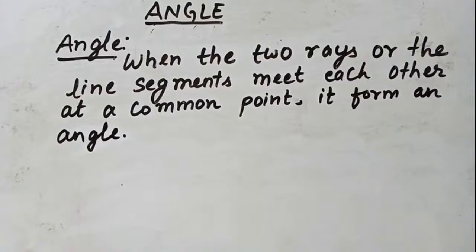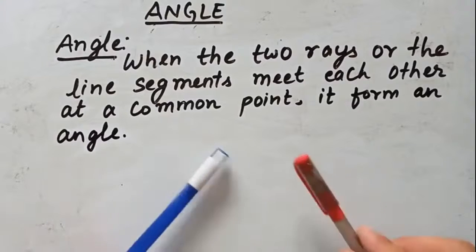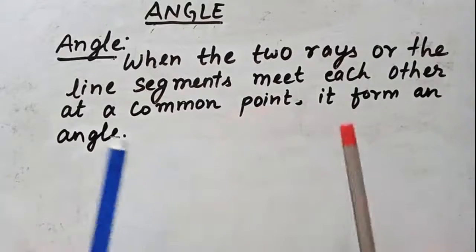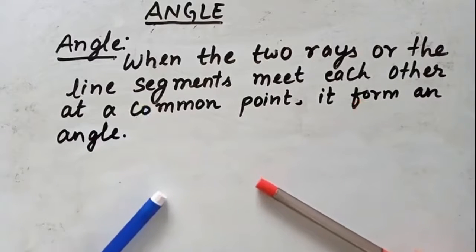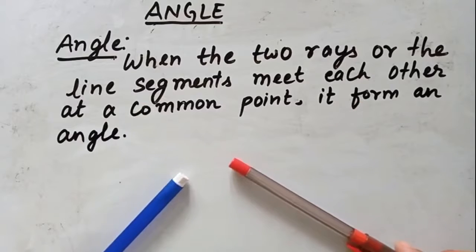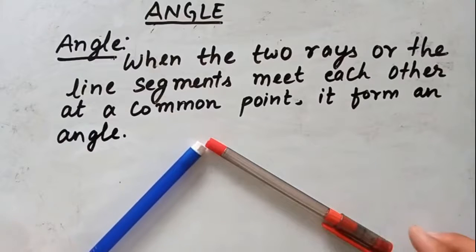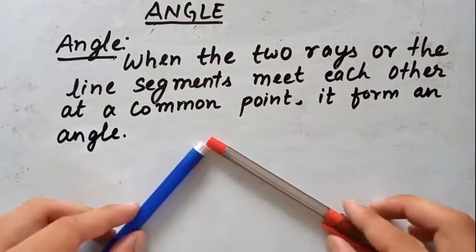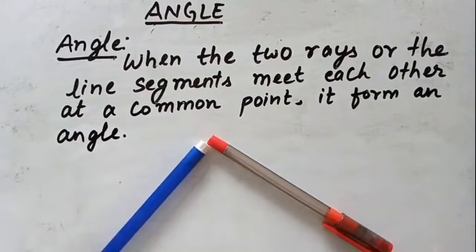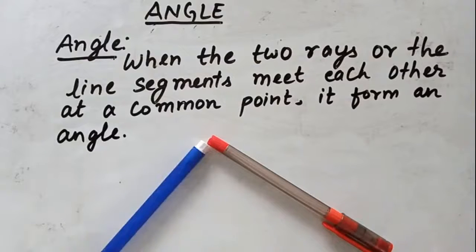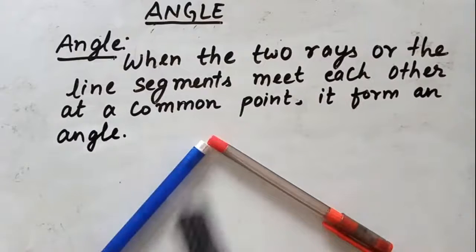So students, I would like to give you one example. Let's take these two pens. Let's say these two are the rays. When I extend these two rays like this, certainly they will meet at a common point. These are the two rays which have met each other at a common point. This is your common point. So whenever two rays meet each other at a common point, an angle forms.